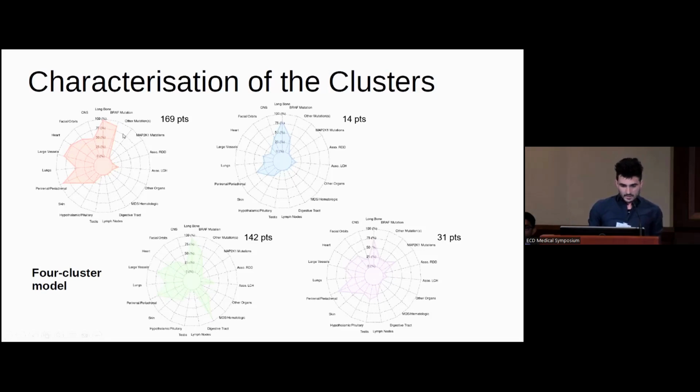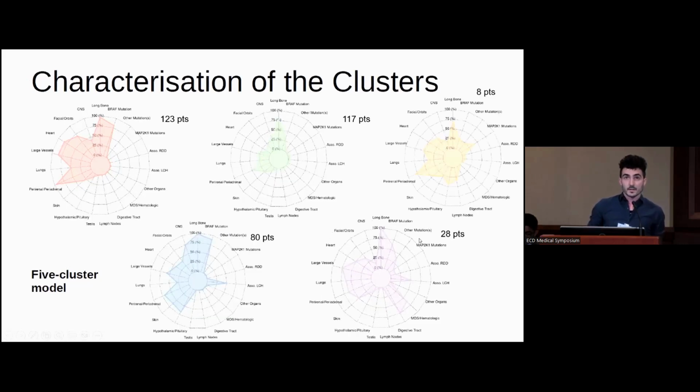But look at this, for instance, BRAF mutation is very represented here, and you have very low frequency of BRAF mutation here and here. So you have to look at each feature among all the clusters to see the differences between them. And for instance, again, here you have a high frequency of digestive tract involvement, which is not seen in the other clusters. And here you have a high frequency of MAP2K1 mutations that is not seen in the other clusters, but I will go into more detail after this.